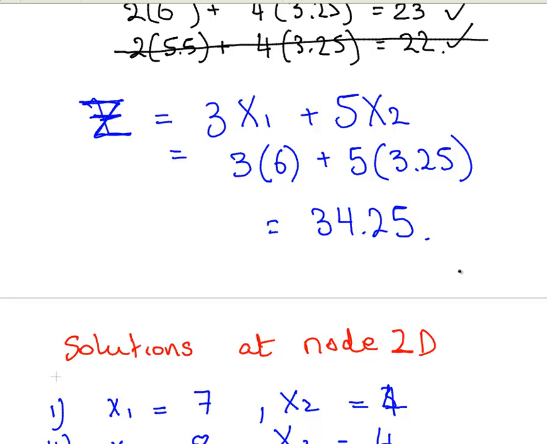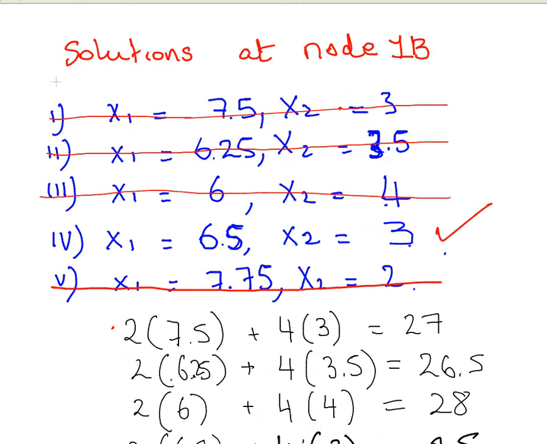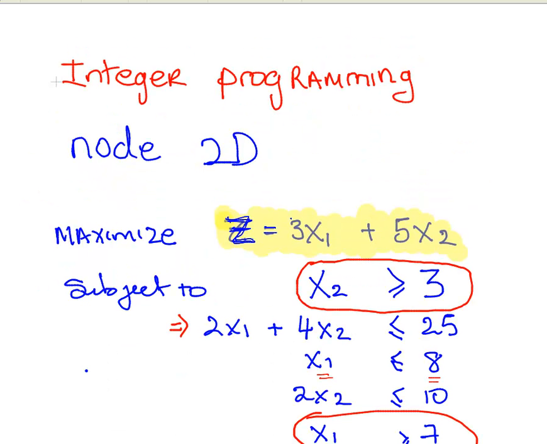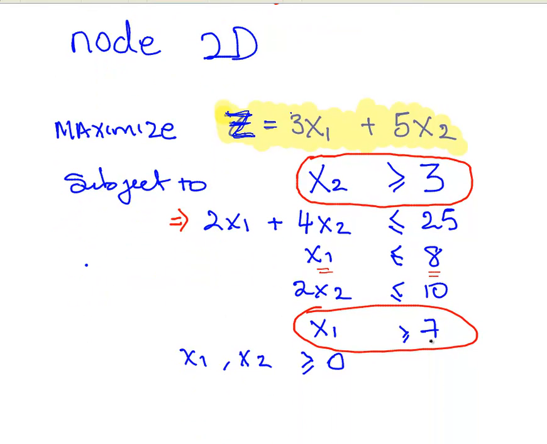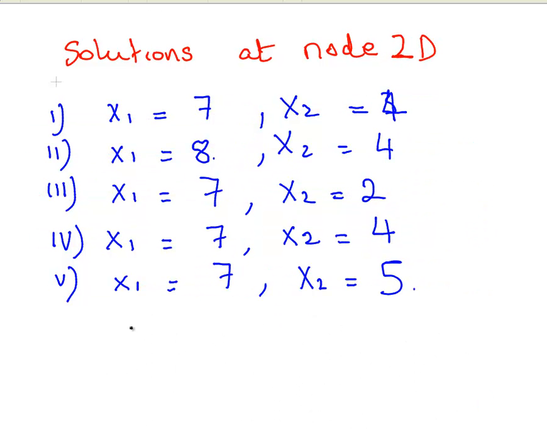Now, the next thing we're going to look at is node 2D. In node 2D, we are going to impose the constraint that x1 has to be greater than or equal to 7. And also, there's the additional constraint that x1 has to be less than or equal to 8. So it can only be 7 or 8, or between 7 and 8. Also, x2 has to be greater than or equal to 3. So let's keep going with that. Here is our solution set. In this case, we can automatically get rid of this one, because x2 has to be greater than or equal to 3.